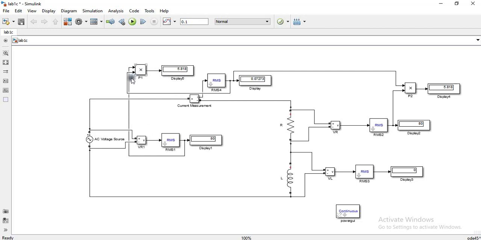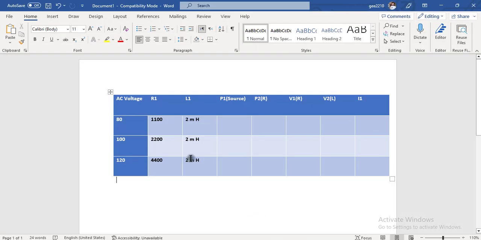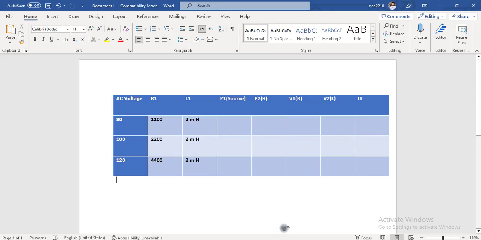Now I'm getting P1 also and P2 also. Now you can fill this table with the help of this data. So what am I giving? I am giving 80 volts RMS. I am using 1100 ohm resistance and 2 millihenry inductor. So what am I getting as P1, source power? Source power is 5.815, so 5.8 watts.